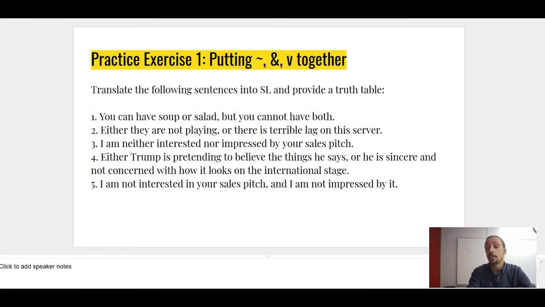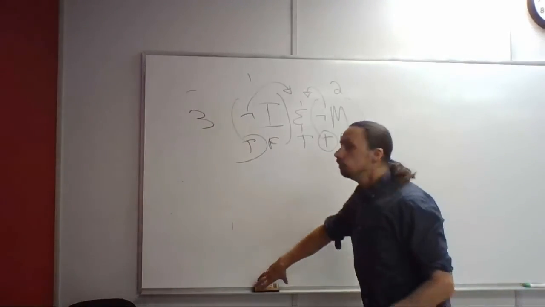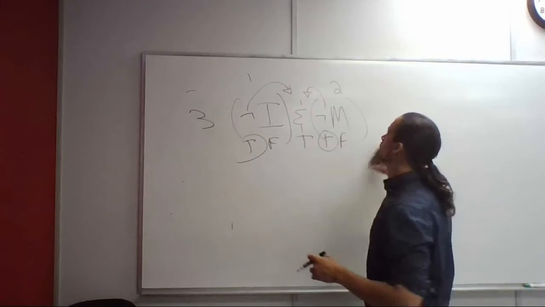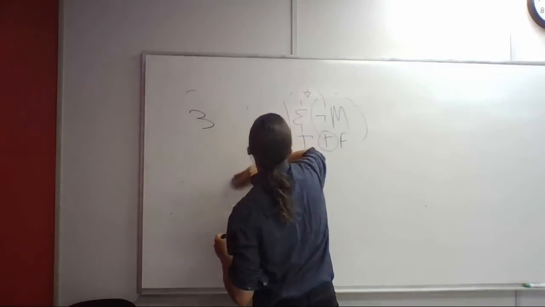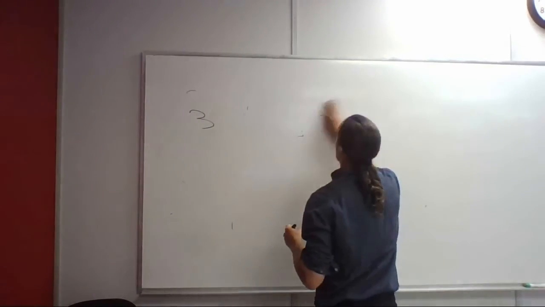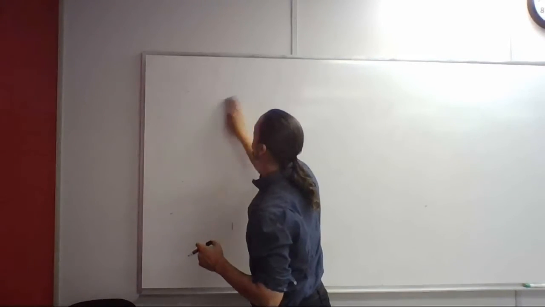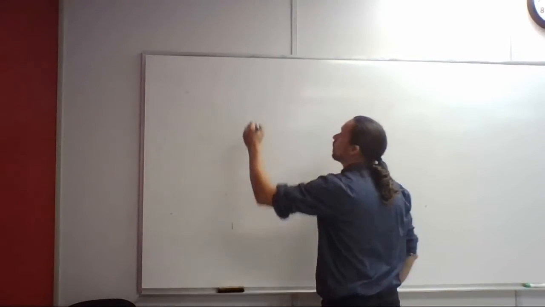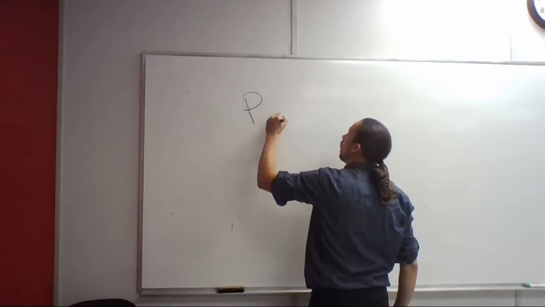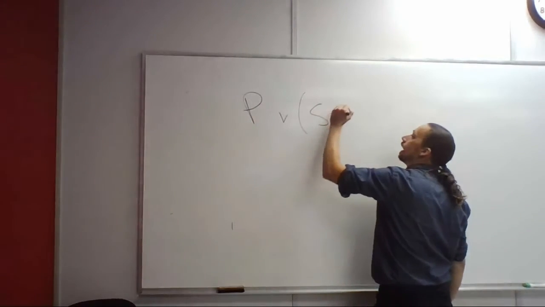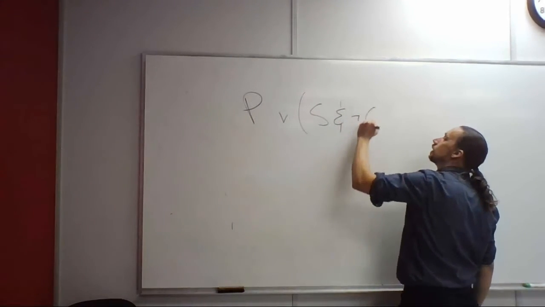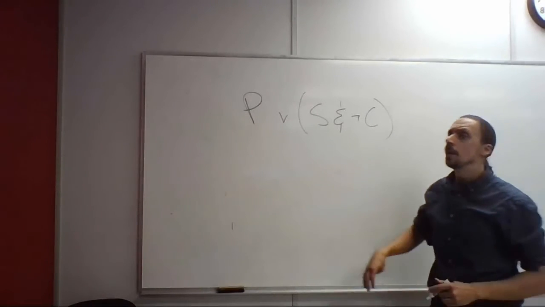Either Trump is pretending to believe the things he says, or he is sincere and not concerned with how it looks on the international stage. So, sorry to get political on you guys. Well, technically there's no evaluation there. So, either Trump is pretending, or he's sincere and does not care. This is a pretty easy one, right?